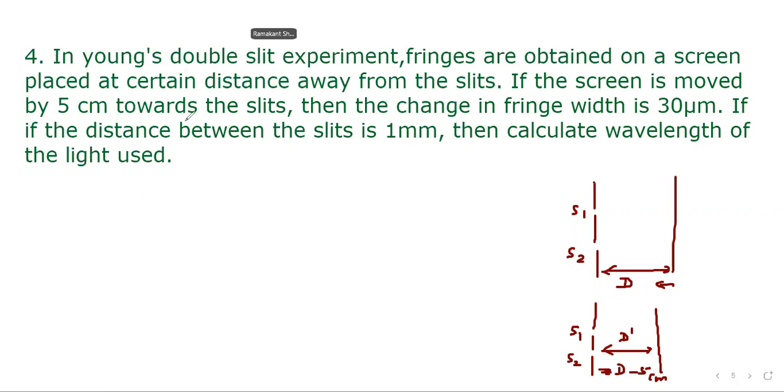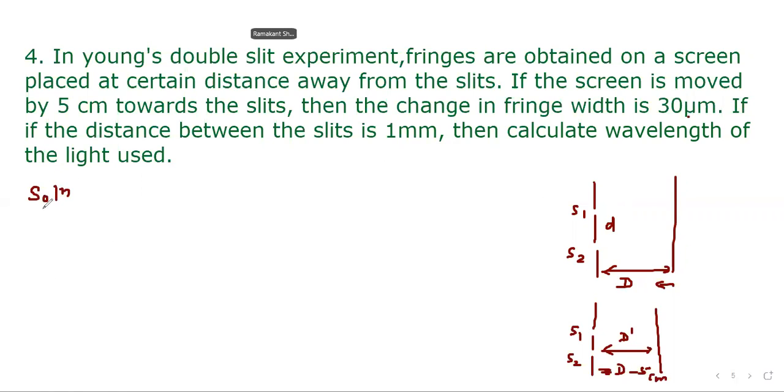Here, if the screen is moved by 5 centimeter towards the slits, then the change in fringe width is 30 micrometer. So the change in fringe width is given. Now, if the distance between the slits is 1 millimeter, meaning the separation between the slits small d is given as 1 millimeter, then calculate the wavelength of the light used. So let's see how.